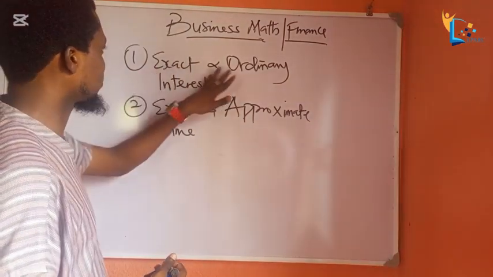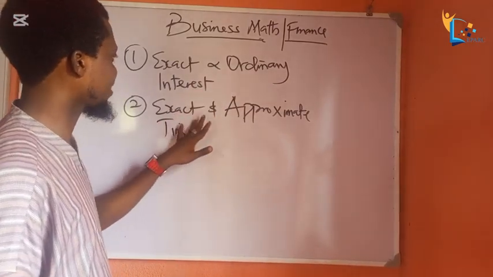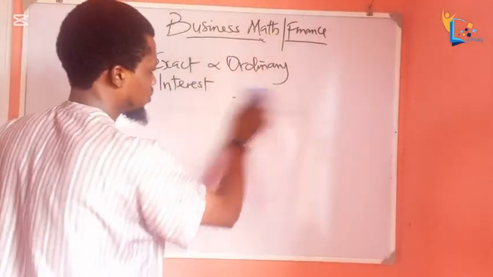Today we're going to be looking at business math, or business finance, and the topic is exact and ordinary interest. Then we're also going to be looking at exact and approximate time. So let's start with exact and ordinary interest.